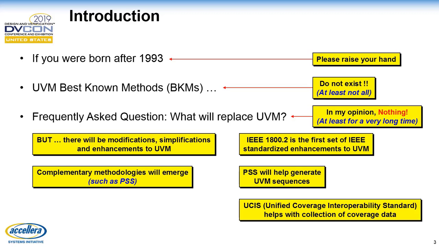PSS, the Portable Stimulus Standard, is going to become very important. And PSS will help to generate many of the UVM sequences. On top of that, you've got the UCIS, the Unified Coverage Interoperability Standard, which helps with the collection of coverage data. So there will be collaborative technologies that will be developed over the years, but UVM, I think, is just going to continue to migrate and to improve. I have my own preferences on what I'd like to see change in UVM going forward.